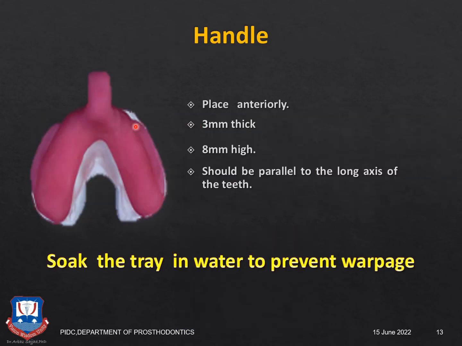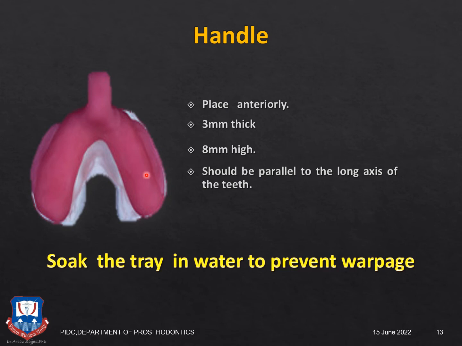So, as I mentioned, you should make the tray, and then a handle is placed over it, usually in the anterior region. The handle should be at least 3 mm thick in width and at least 8 mm high. The handle should be parallel to the long axis of the teeth. That is, in the maxillary anterior, it should be slightly slanted at a 15 to 20 degree angle. In the mandibular anterior region, the handle should be straight, projecting straight upwards. We can also make accessory handles over the molar area to stabilize the tray during impression making.